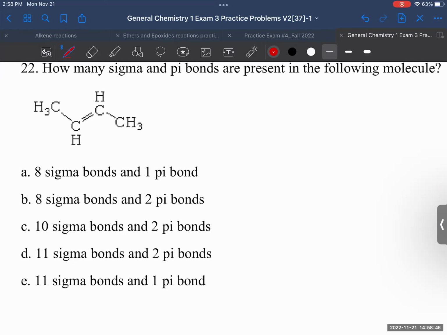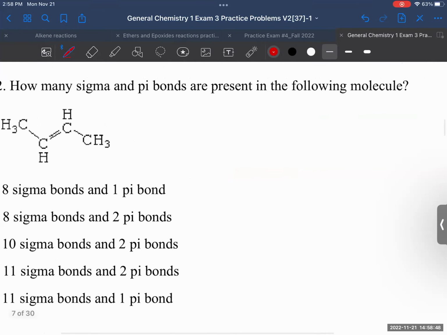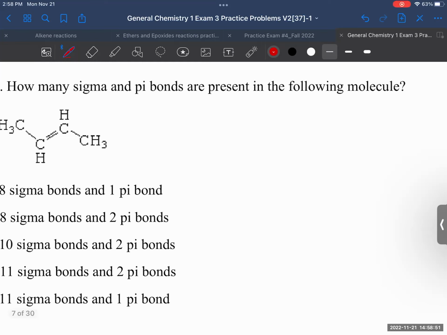All right, how many sigma and pi bonds? STEM major? I know. All right, next question, how many sigma and pi bonds are present in the polymer? You cut part of the molecule off, no, that's not good.